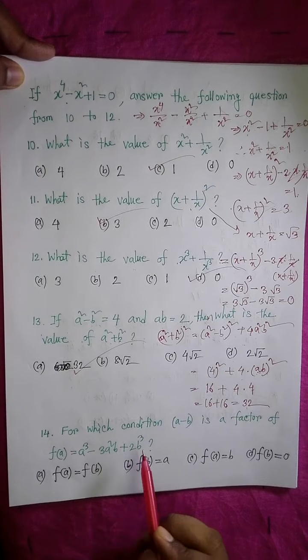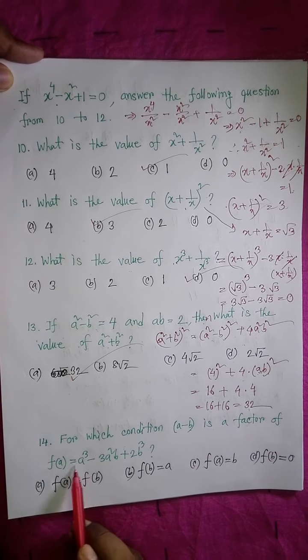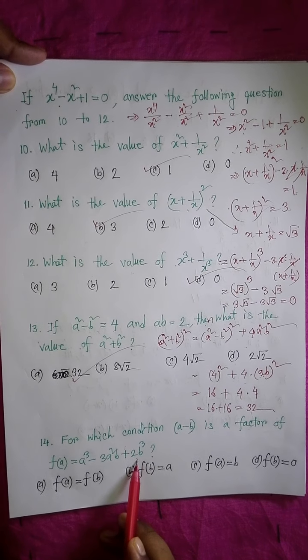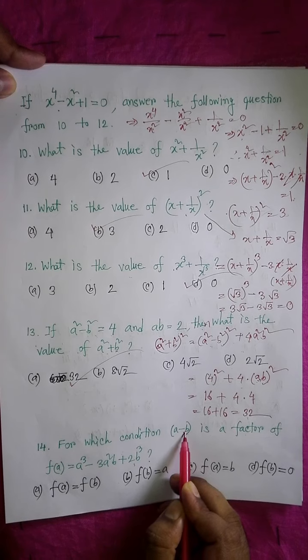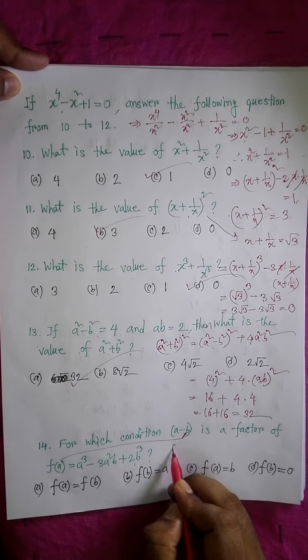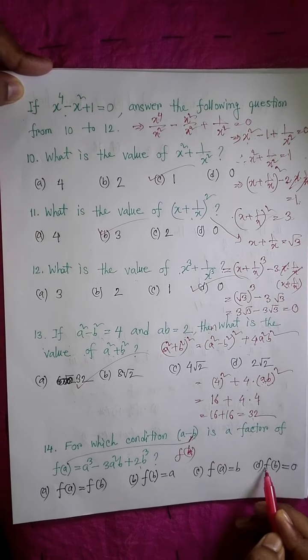Question 14. For which condition a minus b is a factor of this? Here we all know the remainder theorem. If we put b here, we get f of b. So our condition is f of b equal to 0.